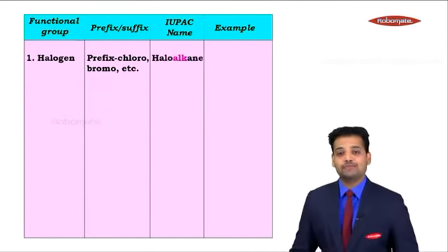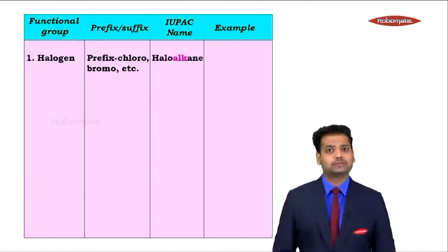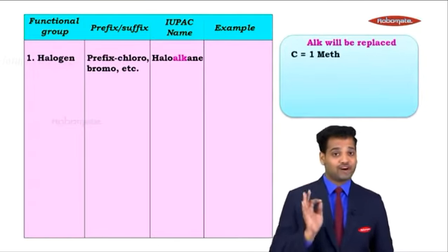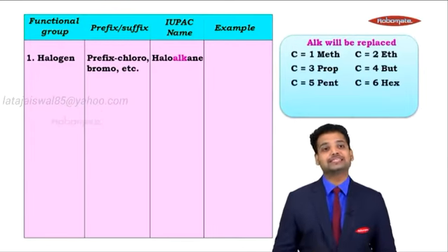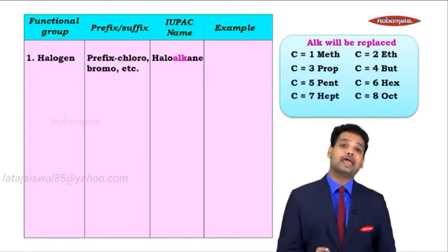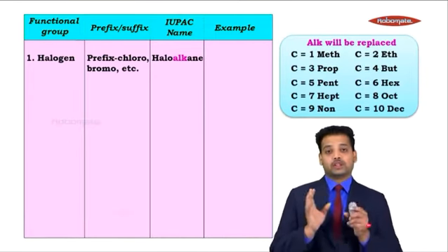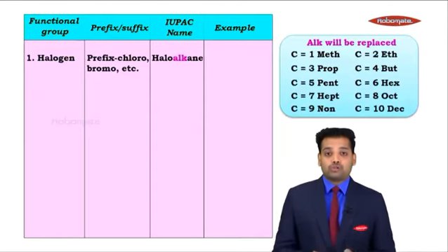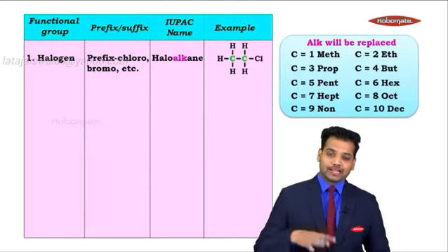So the IUPAC name would be haloalkane. And what will alk be substituted with? Alk will be substituted with the numbers. If 1 is meth, 2 is eth, 3 is prop, 4 but, 5 pent, 6 hex, 7 hept, 8 oct, 9 non, and 10 dec. The non and dec are just given for you so that you remember it, although it is highly unlikely to ask questions from it. So, let's see the first example.